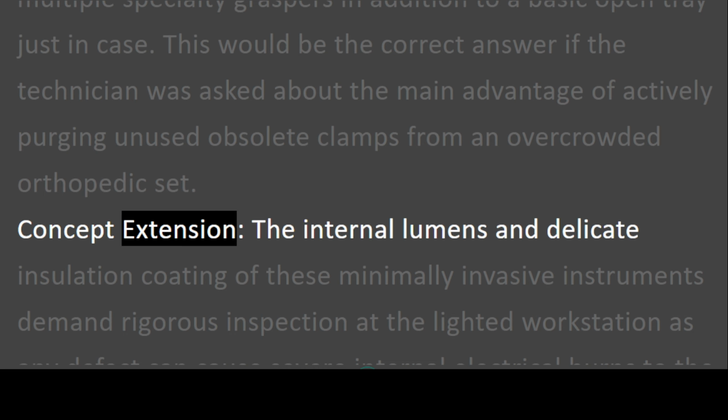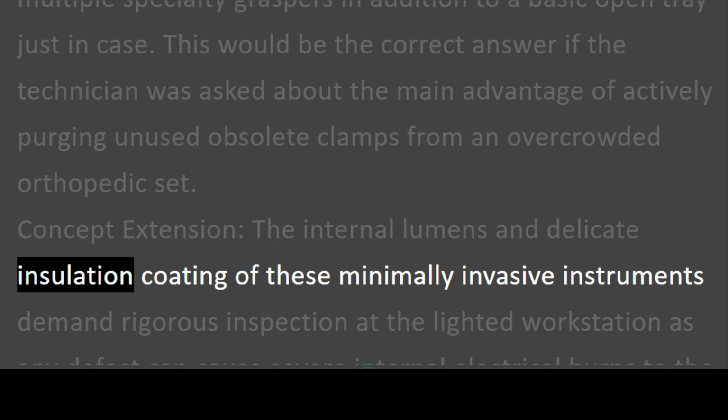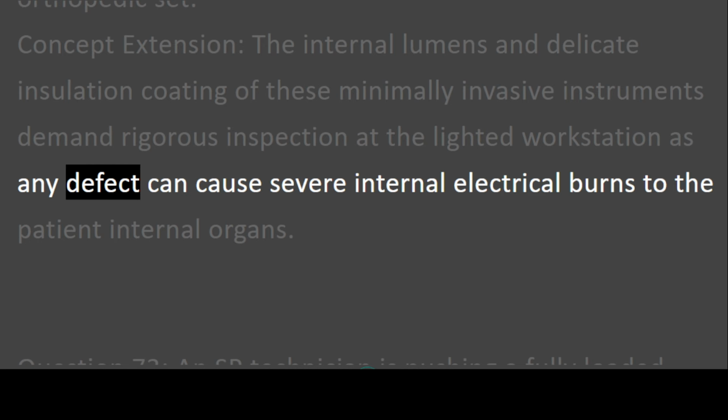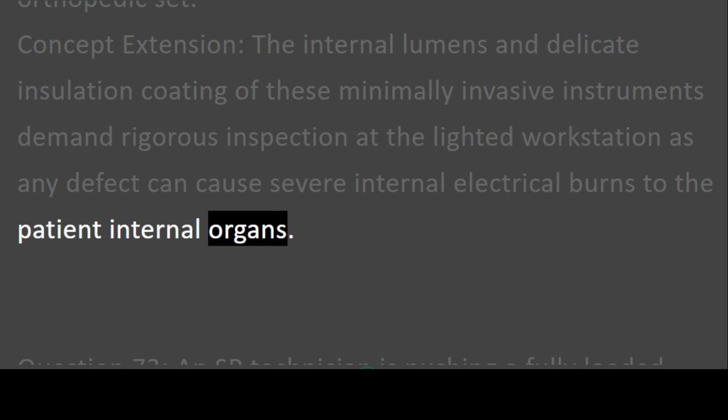Concept extension. The internal lumens and delicate insulation coating of these minimally invasive instruments demand rigorous inspection at the lighted workstation, as any defect can cause severe internal electrical burns to the patient's internal organs.